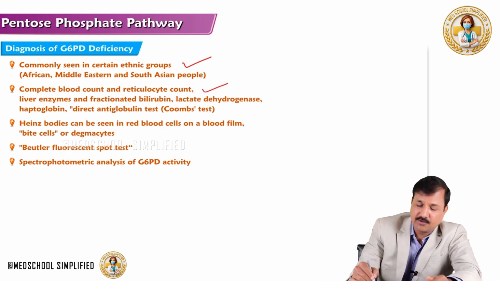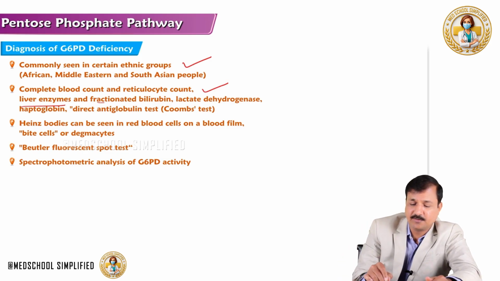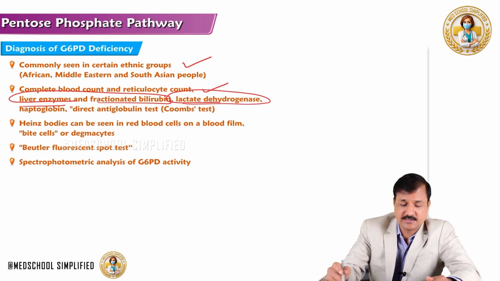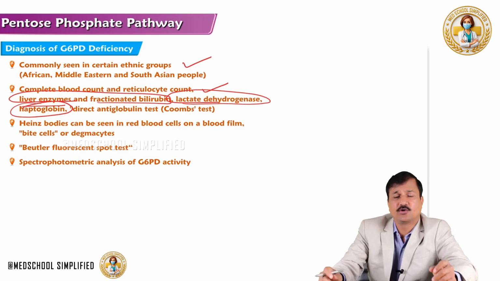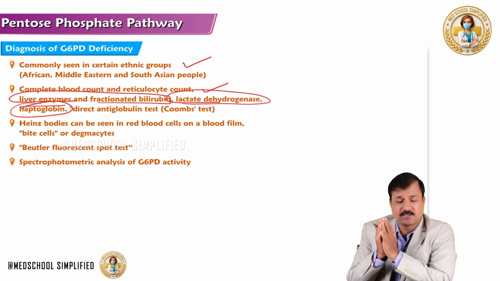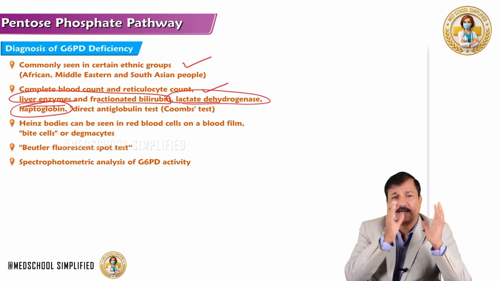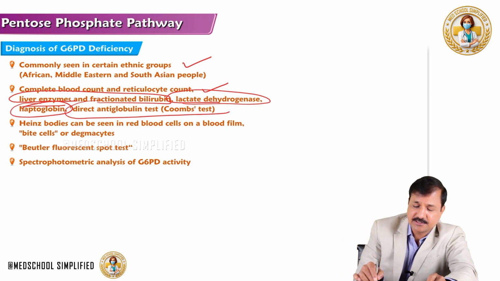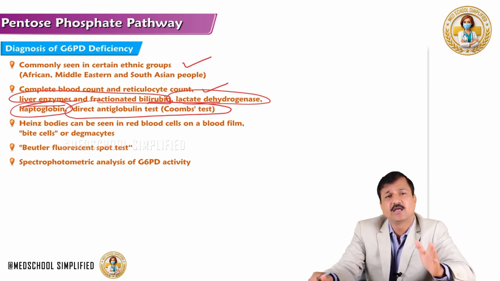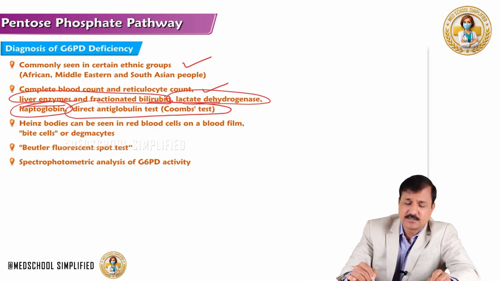And then complete blood count and reticulocyte count help in the diagnosis process. Liver enzymes and fractionated bilirubin levels are generally done. Lactate dehydrogenase is done to assess severity of hemolysis. Haptoglobin will bind with the hemoglobin molecule, forming a haptoglobin-hemoglobin complex. So higher levels of haptoglobin means less hemoglobin being available in the blood, or less hemolysis, and less haptoglobin means there is severe hemolysis going on. And also the direct antiglobulin test, which is called the Coombs test, will differentiate immune mediated hemolysis from non-immune mediated hemolysis. So in order to differentiate that, the Coombs test is done.